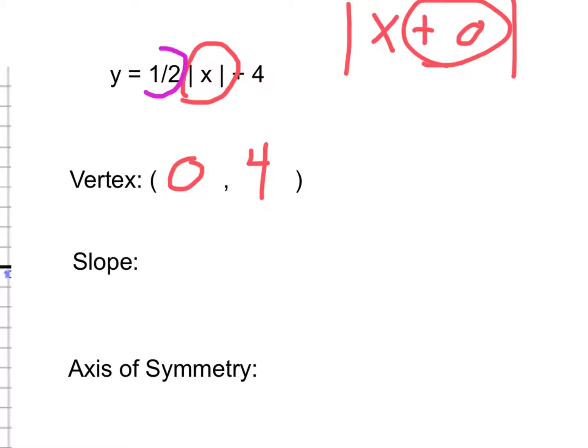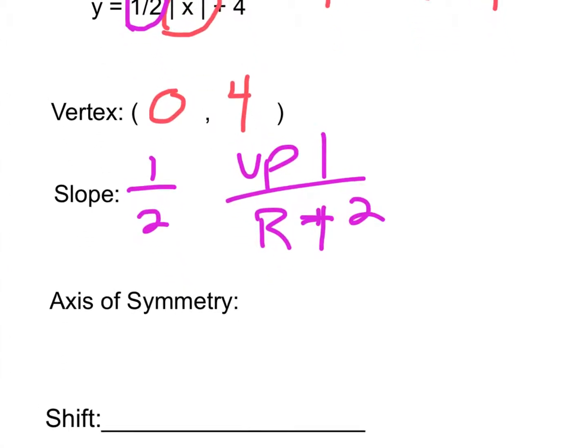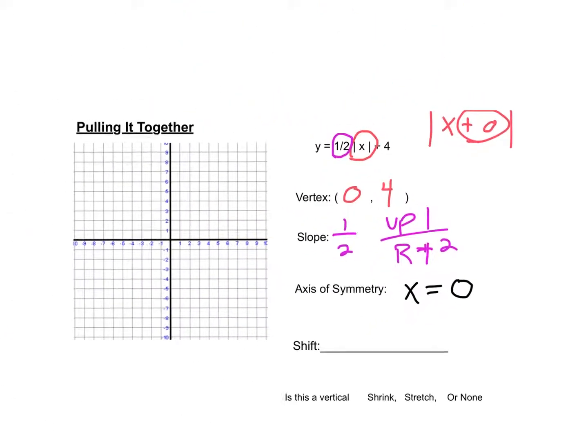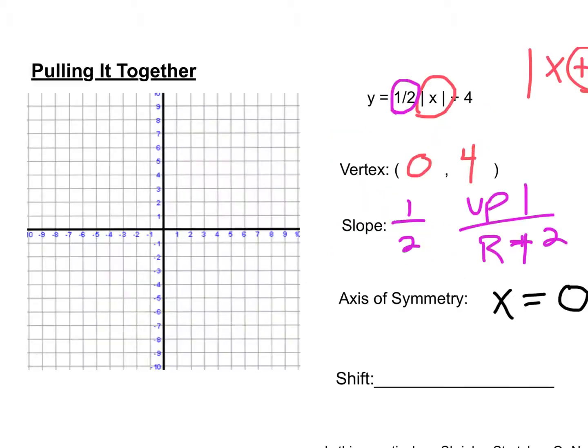Next, let's get our slope, which is 1/2. So I'm going to go up 1 and to the right 2. Now for our axis of symmetry, that's the x-coordinate of the vertex. So x is still 0. If you're getting really good at this, you probably have already got the shift and the vertical shrink, stretch, or none done. But I'm still going to plot the vertex first so people can see it.